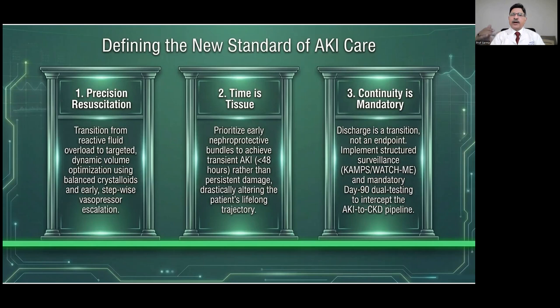Finally, continuity is mandatory. Discharge is only a transition. It is not an endpoint. Implement structured surveillance with KAMPS and WATCH ME, and mandatory 90-day dual testing to intercept the AKI to CKD pipeline. That is, everybody should be tested at 90 days. Dual testing, one is the creatinine, the other is urine and cystatin.